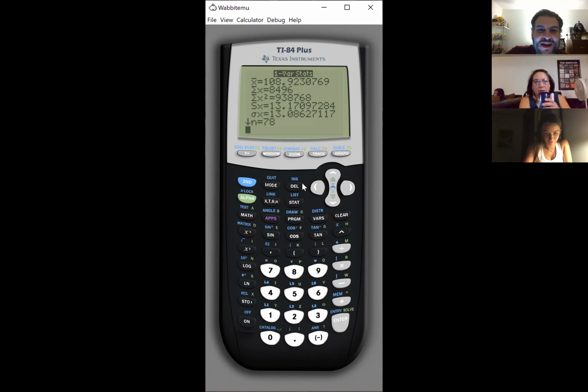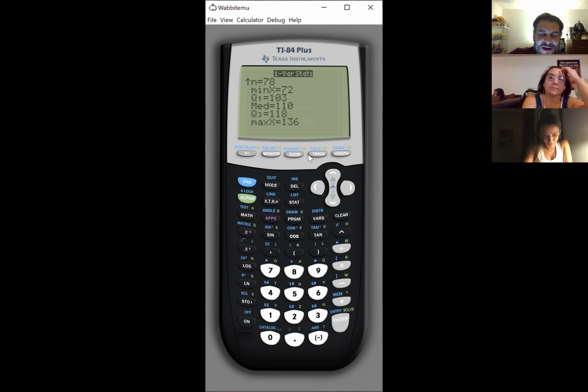All right. So if you look at the calculator, you could get all these other goodies underneath. If you want to find the number summary, you have 72, 103, 110, 118, 136. But for this problem, all we care about is our mean. So we're done with the mean. Any question in regards to that? All right then. Let me go back to my notes.